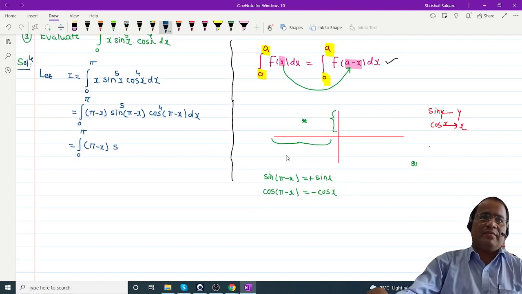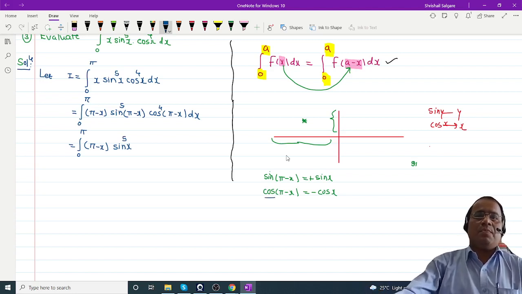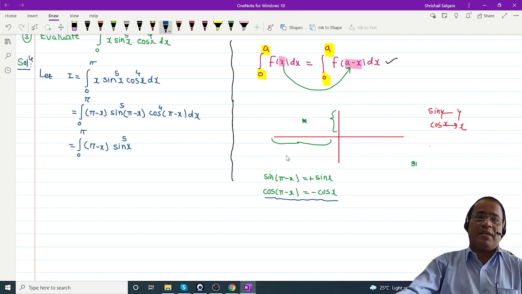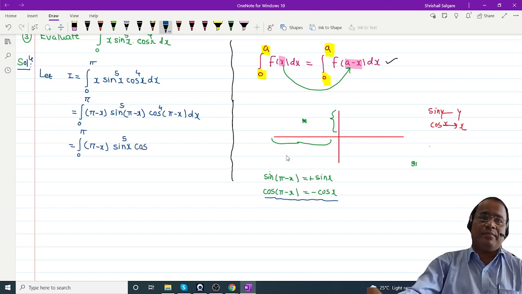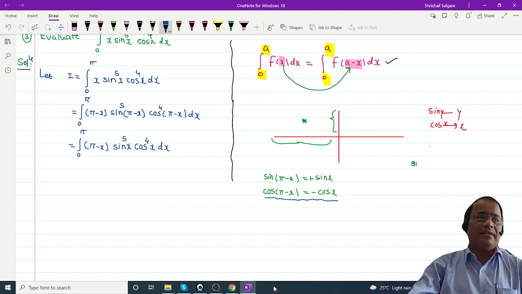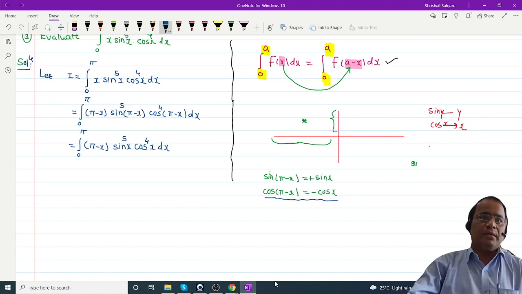Then it will come as sin x raised to 5. But here what happened? Cos of pi minus x, this part, if you replace by minus cos x and you are taking the even power of that, minus 1 raised to 4, it comes as a positive again. I will write it as cos raised to 4 x. Am I right? Yes, sir. Okay. Now next I will use the linearity property.